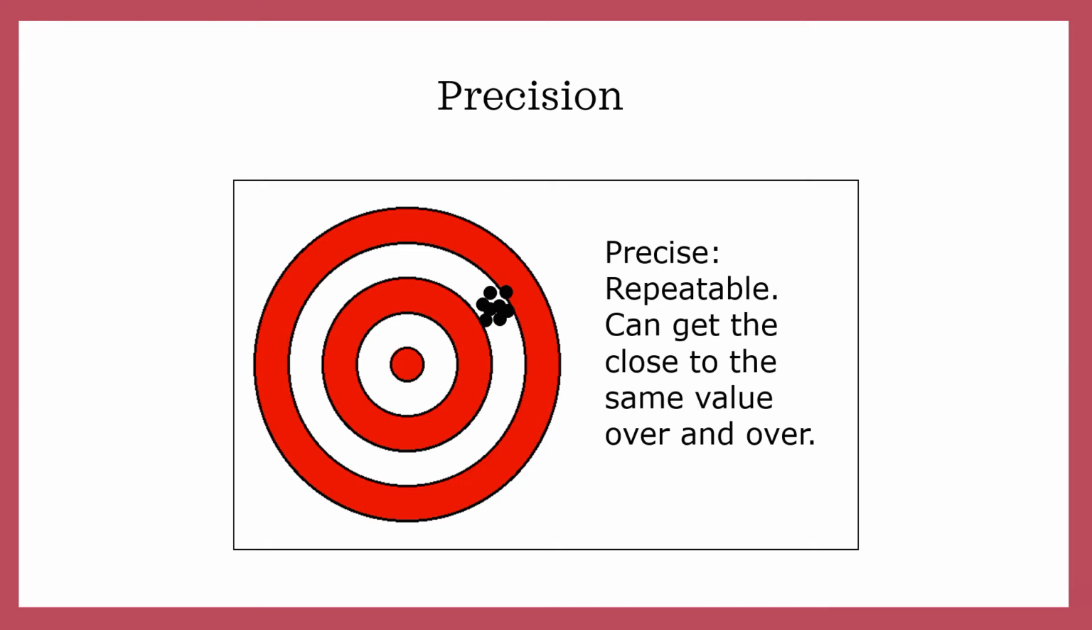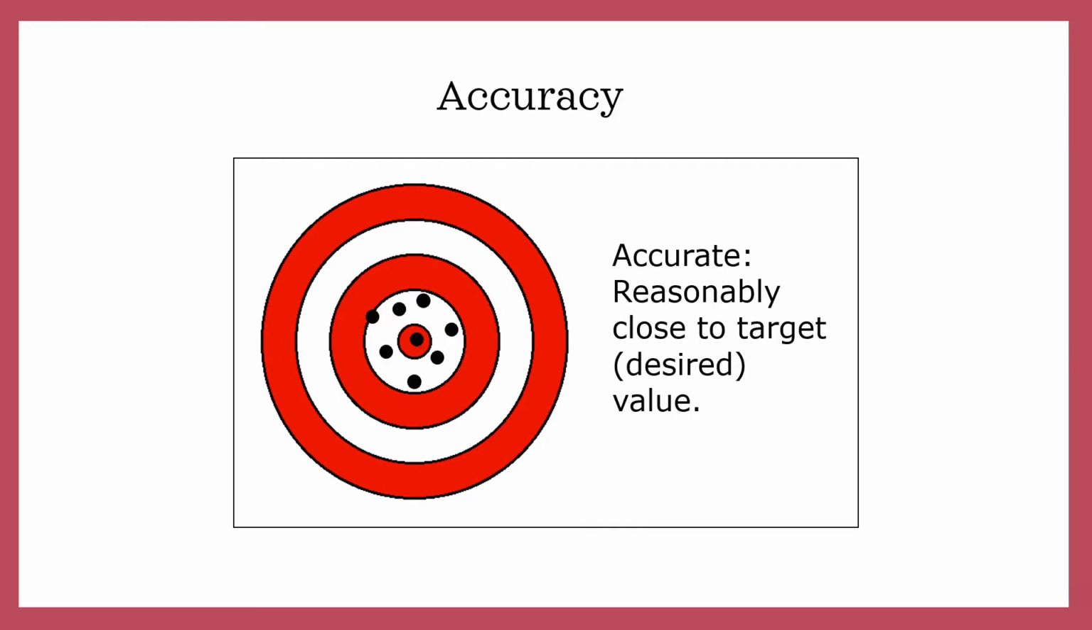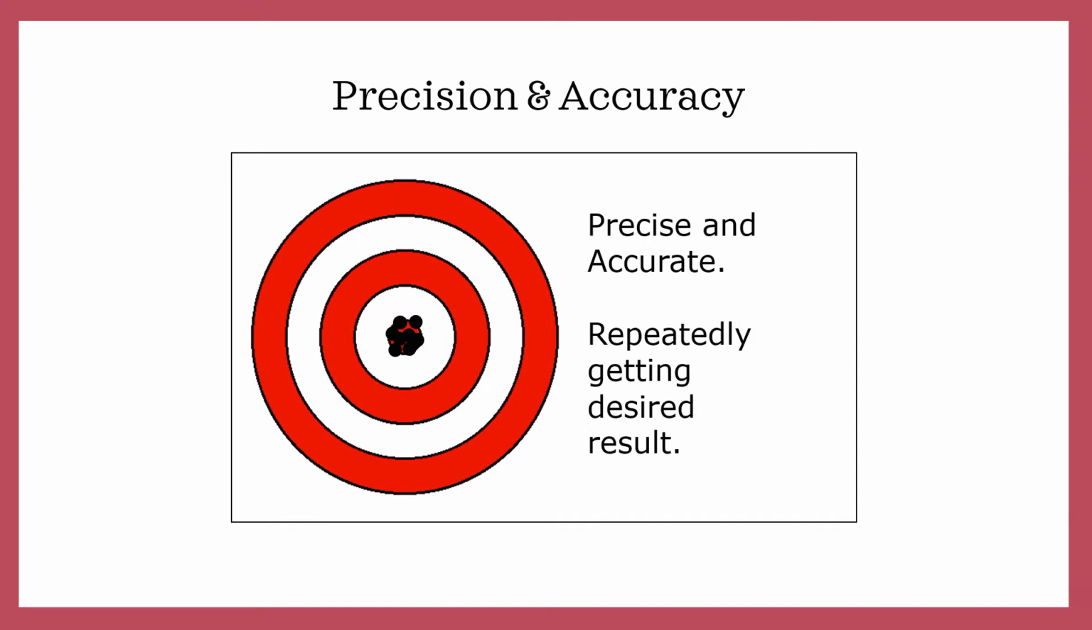So what is precision? Precision is a repeatable result. So if you're throwing darts and you're getting them all in the same place over and over again, that is called precise. It's repeatable, you can get close to the same result every time. But notice it's not in the center, so that means it's not accurate. Accuracy is when you get close to the desired result over and over to the target. This is called accuracy. But you might notice that it's kind of spread apart. It's not very precise. So here is precise and accurate, where you're getting the desired result.